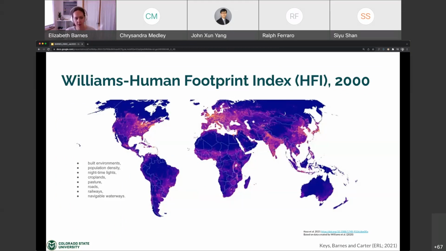So how do they come up with this metric? Well, they use an array of data sets that they put together: built environments, population density, nighttime lights from satellite imagery, croplands, pastures, known navigable waterways, papers. They have to collect all this information, put it together, and come up with this number. And again, this is a data set that's used extensively and is great. So the question here wasn't, oh, this is a bad method, we need to make it better, but it was, how can we do this faster?